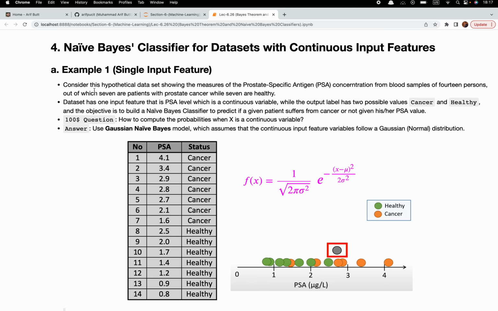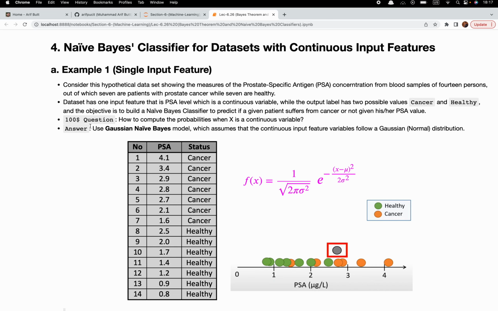For example, consider this hypothetical dataset showing the measures of the prostate specific antigen, that is PSA concentration, from blood samples of let's say 14 persons, and out of these 7 are actually patients of cancer while 7 are healthy. We have just one input feature, that is PSA level, which is a continuous variable, and the output label has 2 possible values, that is cancer and healthy. And now our $100 question is how to compute the probabilities when X is a continuous variable.